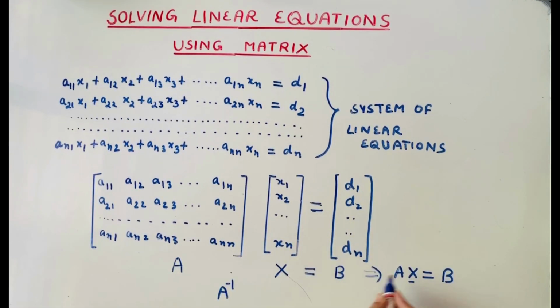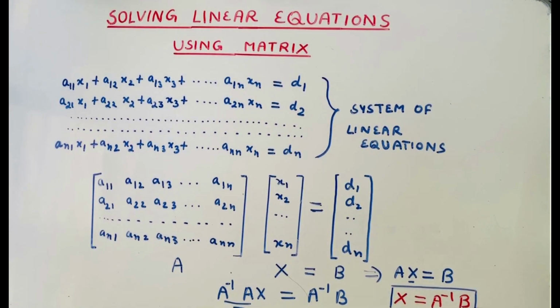Now you can multiply here with A inverse on both sides. So what you will get, let's see here. As you know, A inverse A is I, and I times x is the same as x. So on the left side you will get x = A inverse B. This is the basic thing that you have to use to solve linear equations. You can obtain x by finding the product of A inverse with B. First you have to find the inverse of A and then multiply it with B, and you will get the values of all the variables.